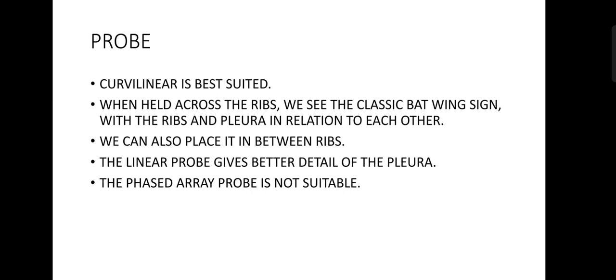The probe which is best suited for chest examination is a curvilinear probe. When held across the ribs, we see the classic bat sign with the ribs and pleura in relation to each other. We can also place it in between ribs for more detailing. The linear probe gives better detail of the pleura because it is more superficial. The phased array probe is not suitable.